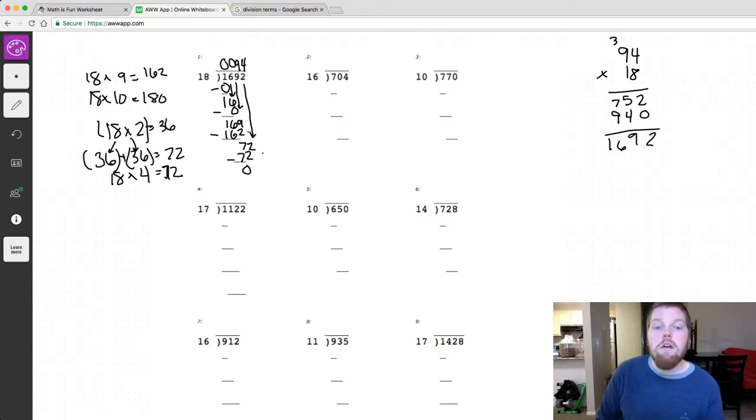Great. Okay, 16 into 70. Again, working with doubles here is something really easy to get some guess values worked out. So we've got 16 times 2 is 32. And then 32 times 2 is 64. So that means that 16 times 4 is 64.